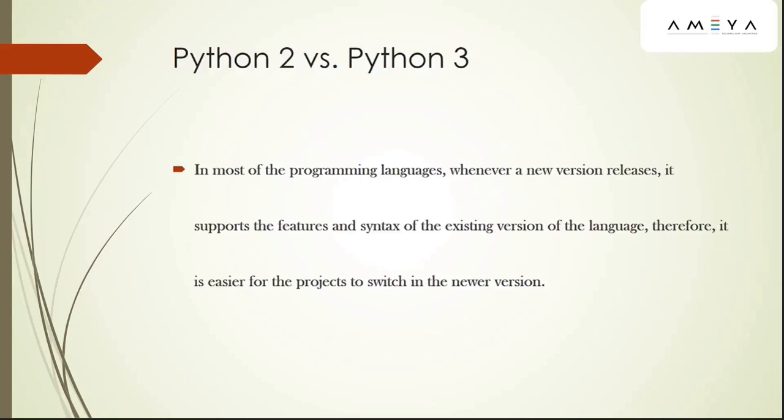Okay, what is the exact difference between Python 2 versus Python 3? Python 2 is nothing but a version, 3 is also a version. But there are some changes available between Python 2 and Python 3. Some updates are available in Python 3 compared to Python 2. In most programming languages, whenever a new version releases, it supports the features and syntax of the existing version of the language. Therefore, it is easier for projects to switch to the newer version.